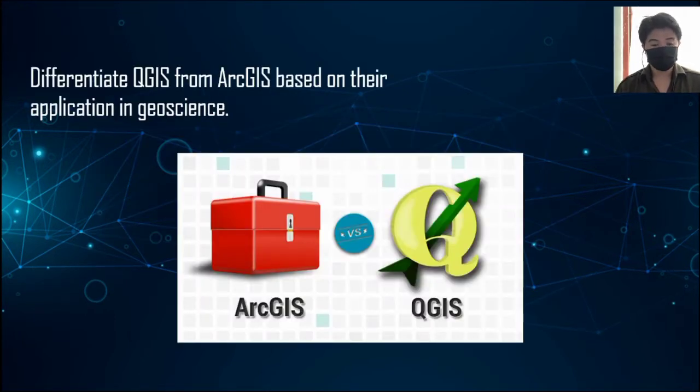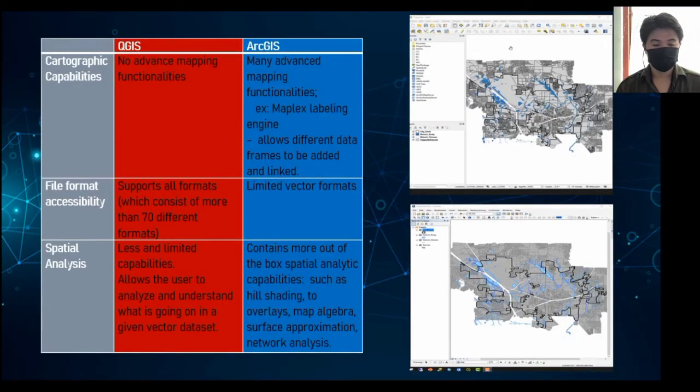Differentiate QGIS from ArcGIS based on their application in geoscience. In terms of cartographic capabilities, there are more native cartographic output options with ArcGIS, like the Maplex labeling engine, which allows different data frames to be added and linked. ArcGIS also has a lot of advanced mapping functionalities, while in QGIS, different data frames can be linked. QGIS doesn't have advanced mapping functionalities as compared to ArcGIS.